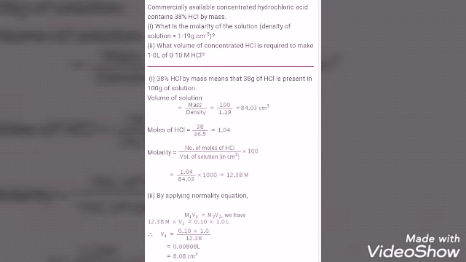I have just sent this formula because this is important. First of all, you have to calculate the molarity. Then in the second part, after calculating molarity in the first part, you will compare by writing the formula M1 V1 is equal to M2 V2. This is called the normality equation.